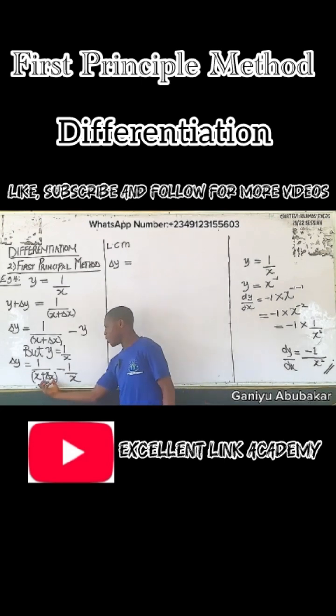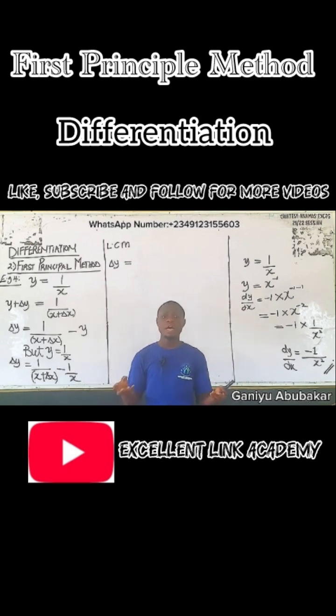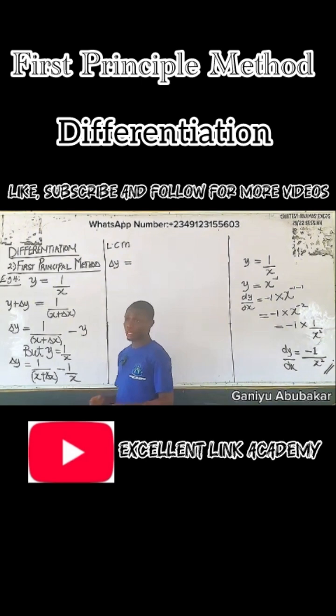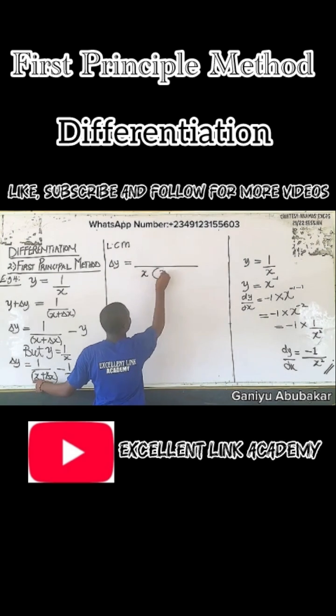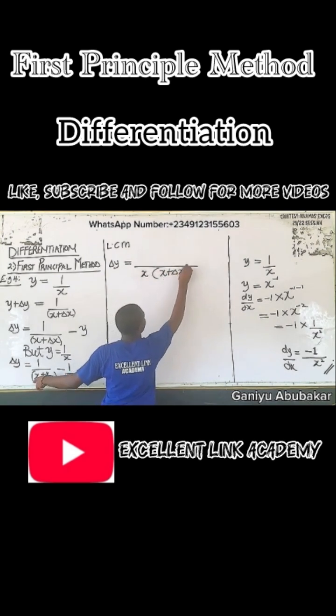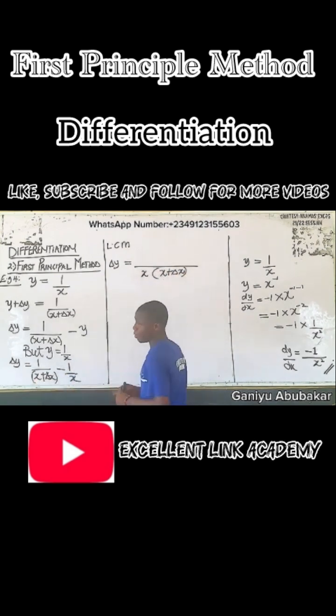So this term here is assumed as something else. If you're looking for the LCM of two uncommon terms, the two terms become the LCM. So these two are not the same, are not common, so the two becomes the LCM. I'd want to start with x first. My LCM becomes x into x plus change in x.